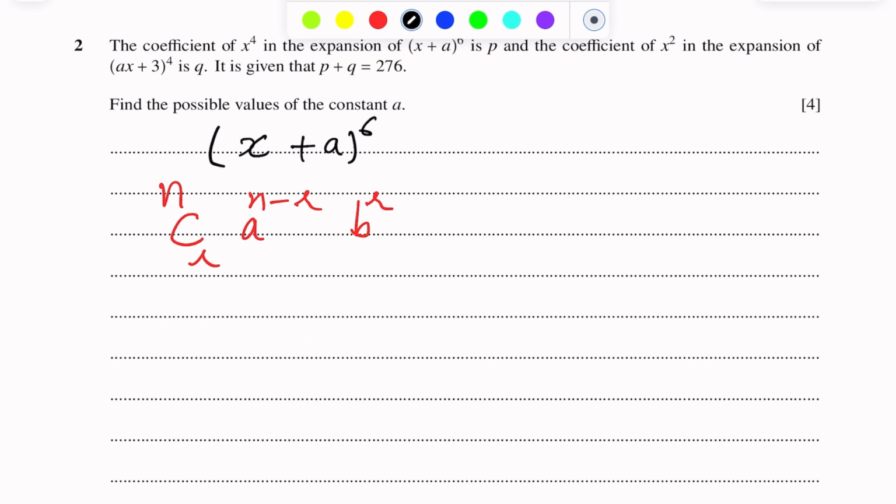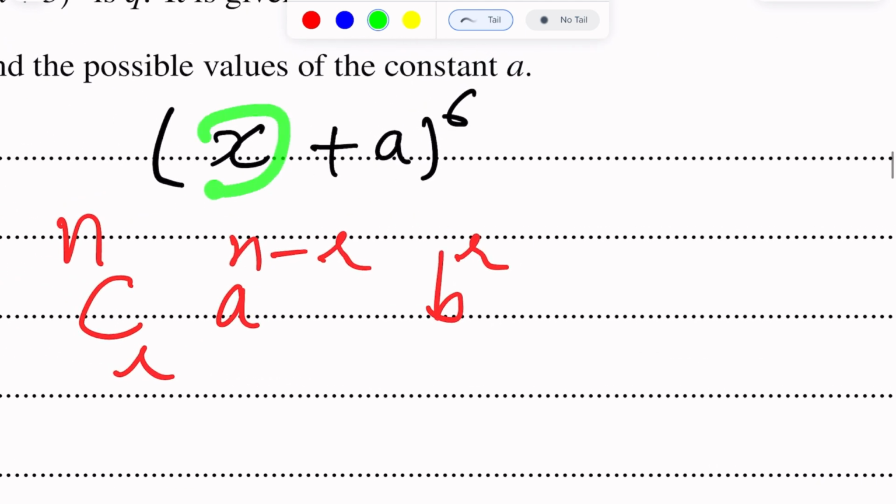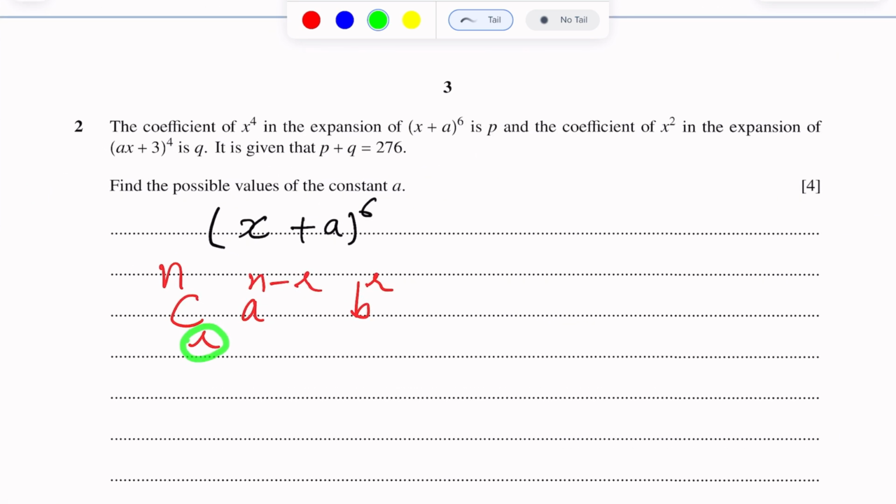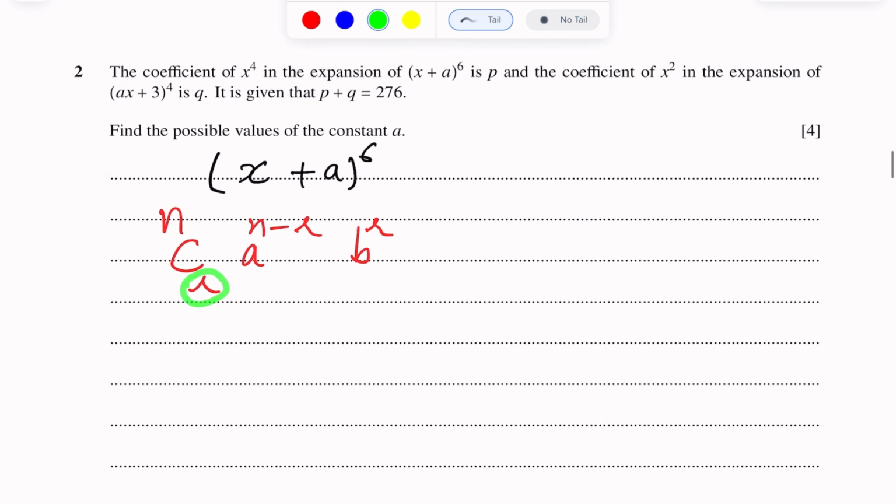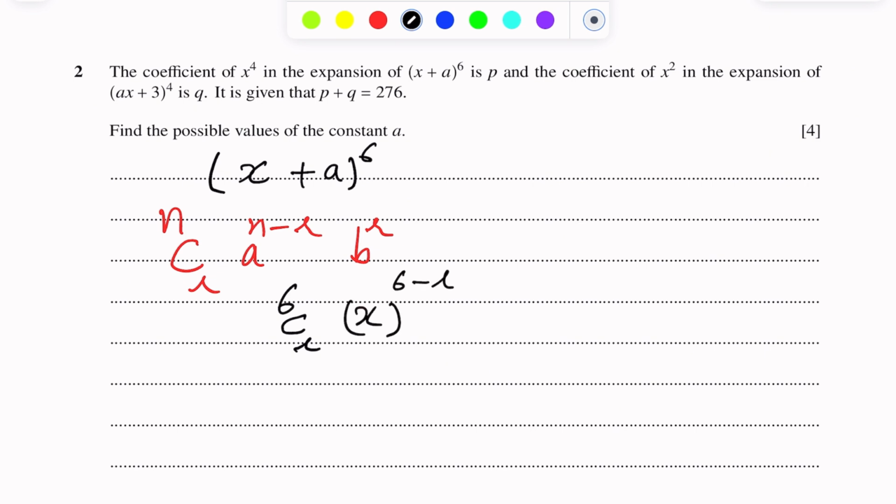nCr means 6Cr. Actually first we have to find the value of r. It is very clear that the first term is x, the second is a, n is 6, but we don't know r. Putting the values, 6Cr x^(6-r) a^r.